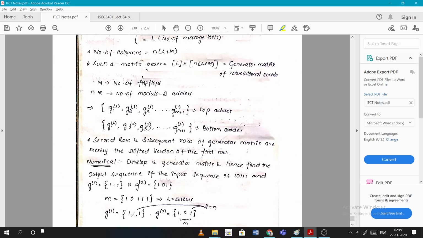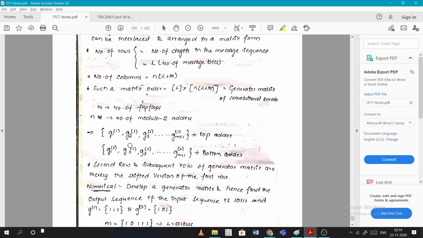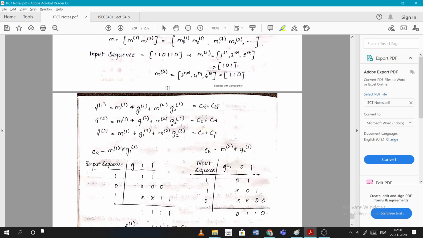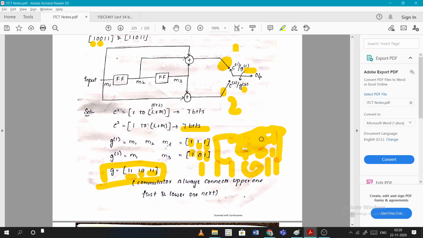Here what we will do, wait. So first, in this question, what are the terms? Let's see. The number of rows will be the number of digits in the message sequence, that means L, the number of message bits. And the number of columns will be N into L plus M. Sorry, it will be different, not that one, so don't remember this. This is not the case here. This is different.